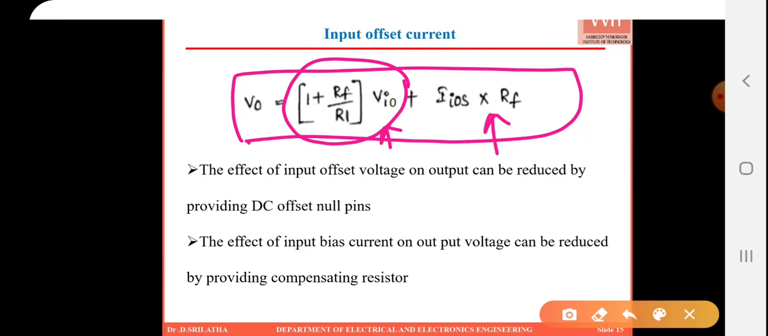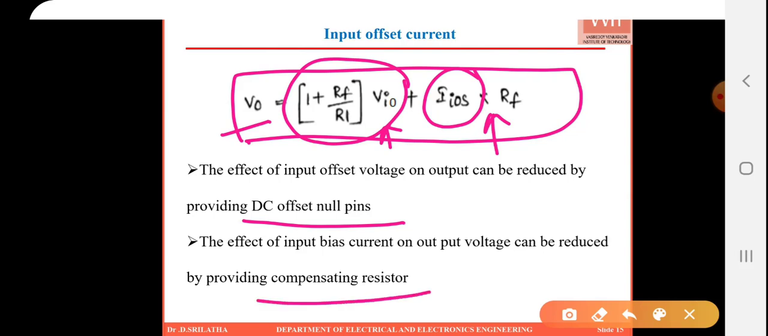The effect of input offset voltage on the output offset voltage can be reduced by providing DC offset null pins, and the input offset current effect can be nullified by providing a compensating resistor at one of the terminals of the op-amp. In this way we can reduce the effect of input offset voltage and input offset current on the output offset voltage. And this output offset voltage is the voltage appearing at the output of the operational amplifier whenever there is no input voltage given to the op-amp terminals.